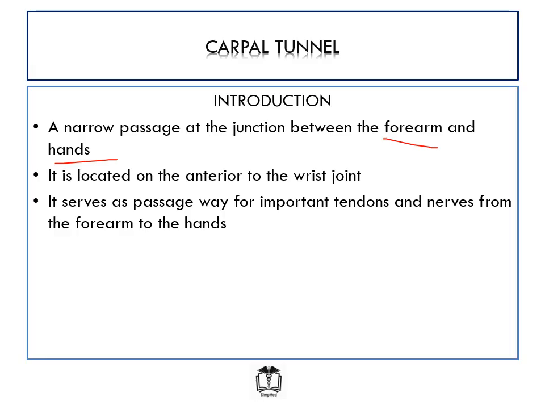And then this particular structure, what they call carpal tunnel, is found on the anterior part of the wrist joint. It is a tunnel-shaped structure that contains neurovascular structures and tendons. So please do remember that tendons are found there alongside nerve structures, passing from the forearm to the hand.